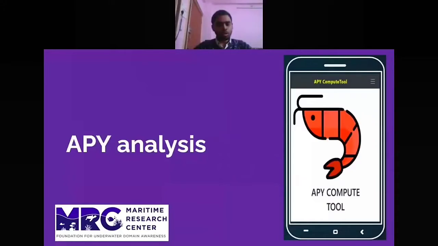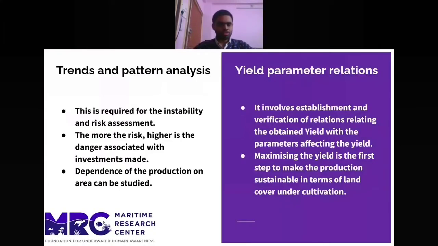The core of our research is the APY, or the area, production and yield analysis. The aim is to pioneer the intervention of technology in aquaculture. We are trying to optimize the yields and study the patterns all through one tool, and that tool should be available to the farmers. This whole analysis is bifurcated into two parts, because it is better to bifurcate than to analyze everything in one, where one part is related to the other.